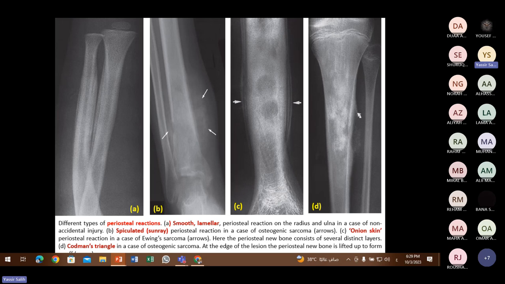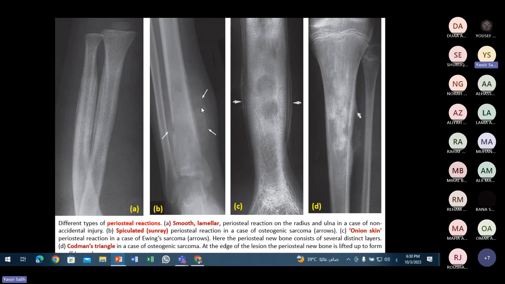This is commonly seen in non-accidental injury in child abuse. It could be a smooth lamellar periosteal reaction, similar to this one in the ulna and radius, and this is characteristic of non-accidental injury. If you look at image B, you can see there is also a periosteal reaction, new bone formation which is spiculated or sun ray. Notice the area where the density is much higher. Here there is calcified new bone formation, and we know because there is a denser area. It gives us the sun ray appearance, called spiculated or sunburst periosteal reaction.